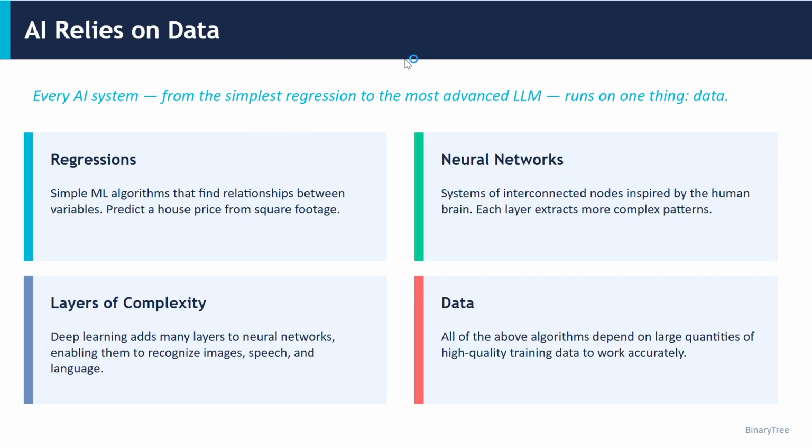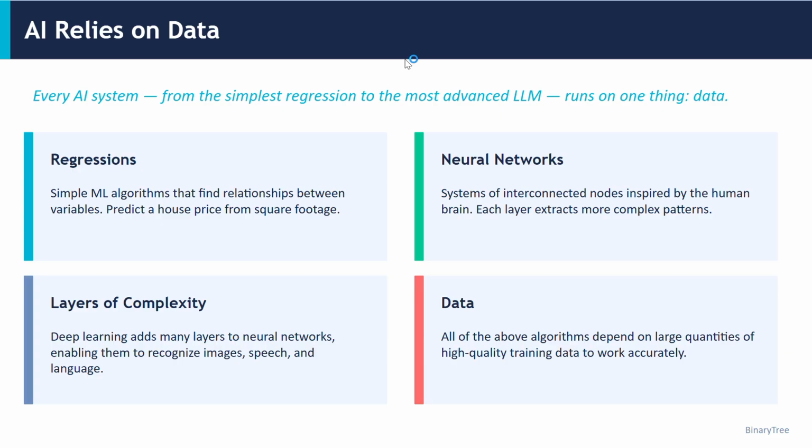Here's the single most important idea in this entire lesson. Every AI system, from the simplest to the most advanced, runs on one thing: data. Let's build up the complexity. At the simplest level, you have regressions, basic machine learning algorithms that find a relationship between variables, like predicting a house's price from its square footage. Nothing magical, just math finding a pattern.